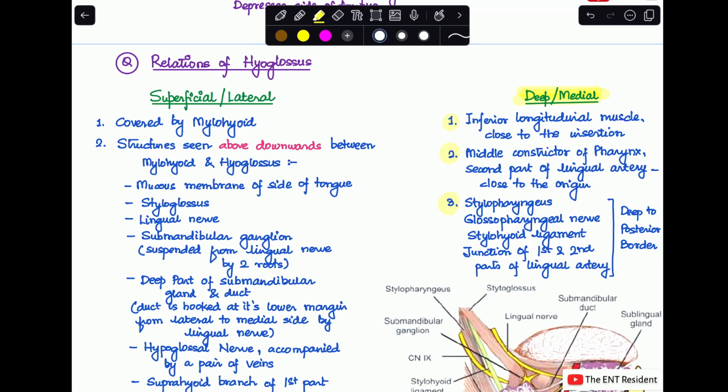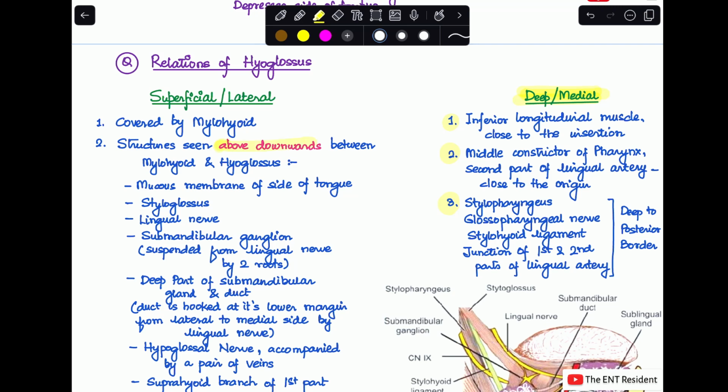Next, we talk about the superficial or the lateral relations. This is what you will be depicting in the diagram. First of all, I've already mentioned how the hyoglossus is covered by the mylohyoid muscle. So, if you remove the mylohyoid muscle, you will see certain structures which go from above downwards between these two muscles. Now, what are these structures that you can see from above downwards?